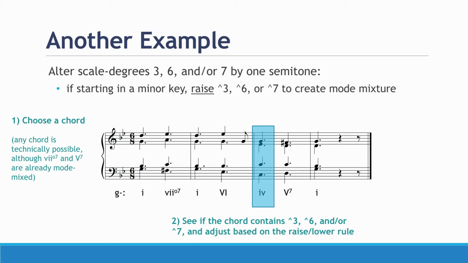In this particular case, the C is scale degree 4 in G minor. That doesn't change. The E flat is scale degree 6 in G minor, so that does need to change. We're going to add an accidental to raise that note. It starts as an E flat based on the key signature in minor, so we're going to raise that a semitone by making it natural. And then finally, our G is scale degree 1, so it doesn't need any change. It's not affected by our raised scale degree 3, 6, 7 rule. So here's our result. Let's have a listen.